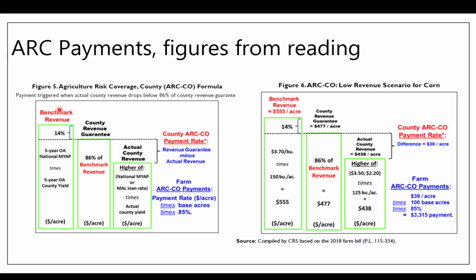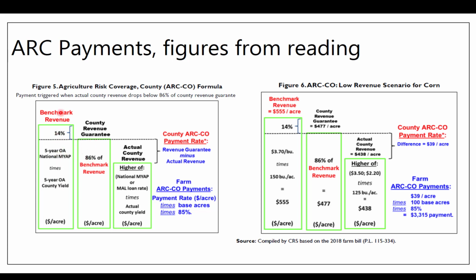Okay, so we have level 1, calculate the benchmark revenue. We have already done a spreadsheet where we calculated the Olympic average national price, and the Olympic average county yield works the same way. The Olympic average national price is going to look just like we calculated for PLC. The Olympic average county yield means that we need a county yield record for every crop for 5 years. And you'll see in the spreadsheet that we have that. I think the Tippecanoe County yields are the ones we use. You calculate those two values, multiply them, and then the county revenue guarantee is just taking 86% of this value.